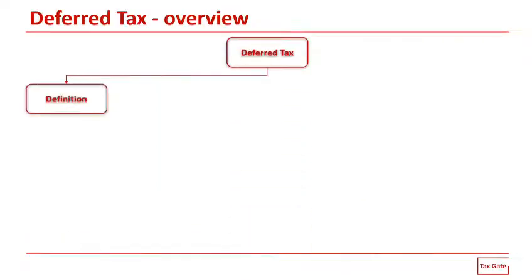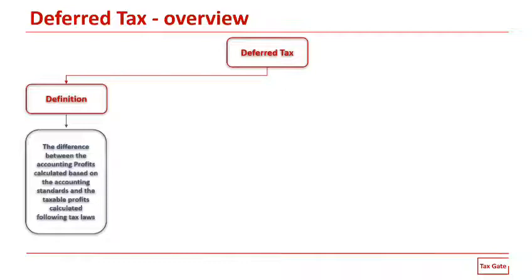Today we are going to discuss one of the most important tax topics both accounting and tax professionals would care about, which is deferred tax. So let's get started. Accounting profits are calculated based on the accounting standards. However, taxable profits are calculated following tax laws. The difference between both of them should trigger the deferred tax.